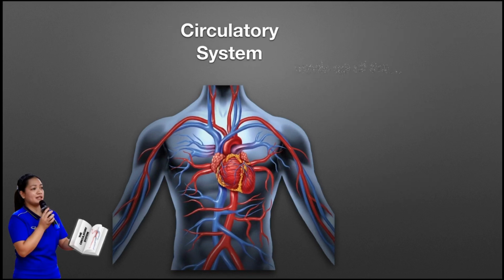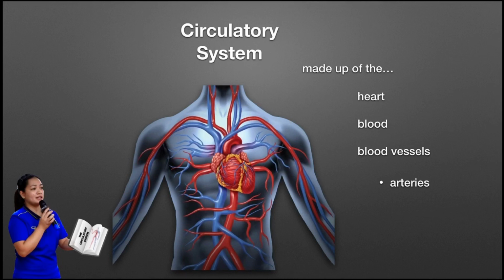The circulatory system is made up of the heart, blood, and blood vessels. And there are three major types of blood vessels. These are arteries, veins, and capillaries. The blood vessels flow blood throughout the body.